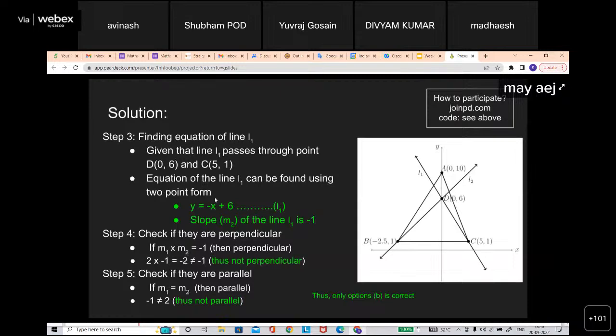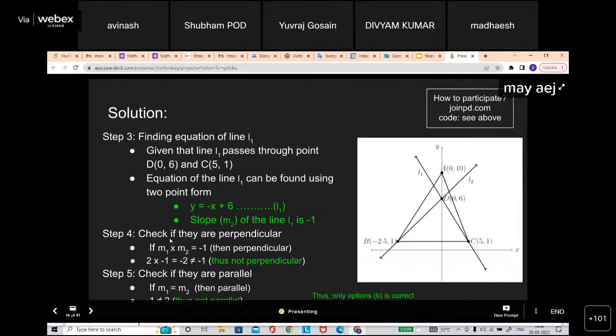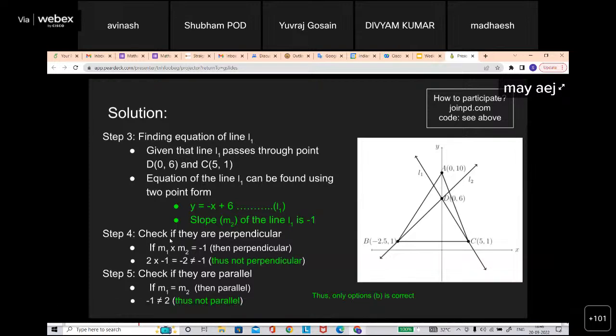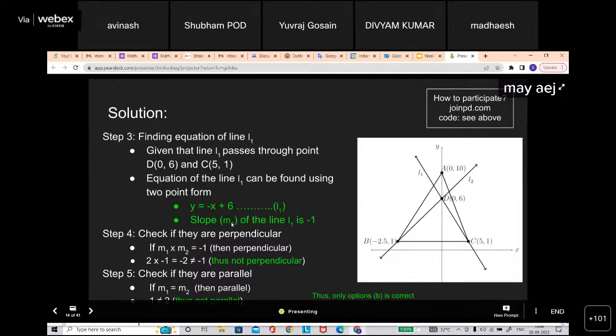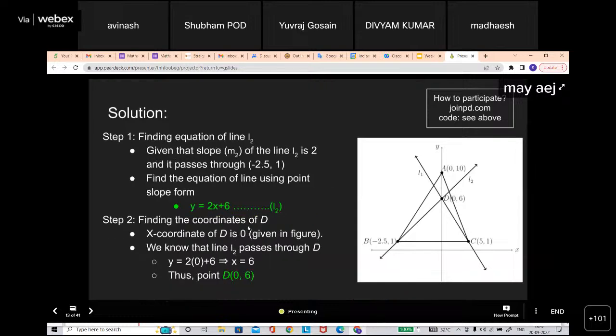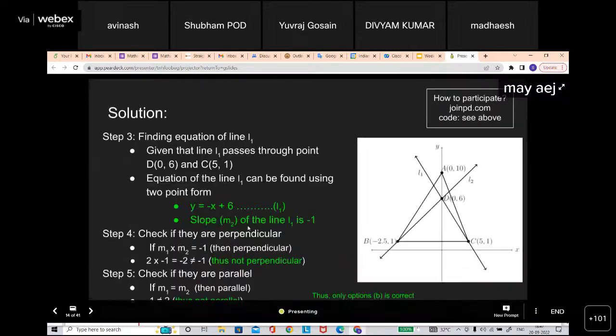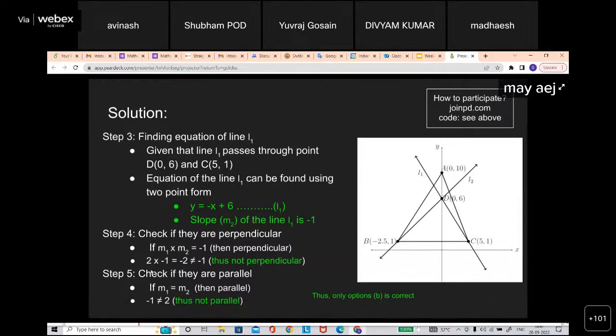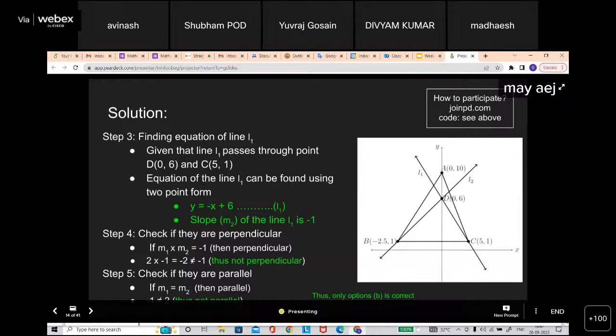And now you want to conclude whether these two lines are parallel or perpendicular. So first find the slope of both lines. Let's say for line L1 the slope is -1, and for line L2 you can see the slope is 2, already given. They are perpendicular when the multiplication of their slopes equals -1. But when you multiply, you will not get -1. So these two lines are not perpendicular.